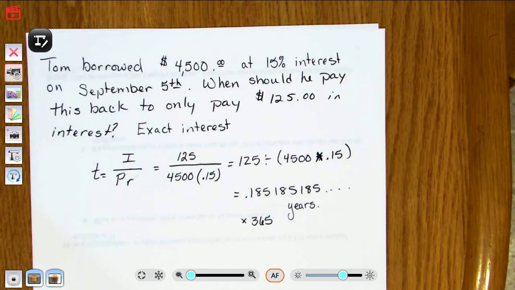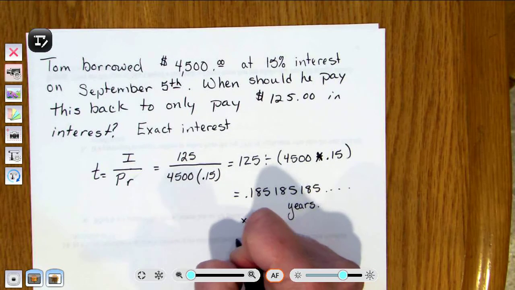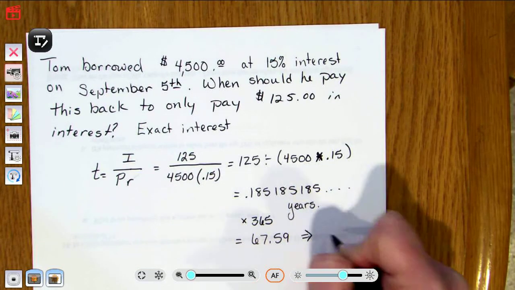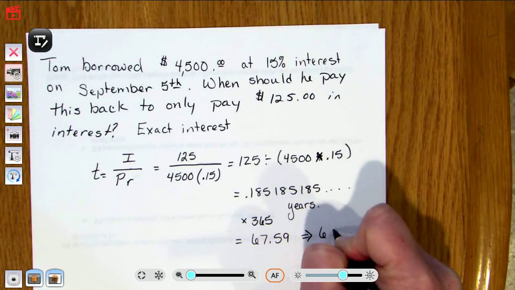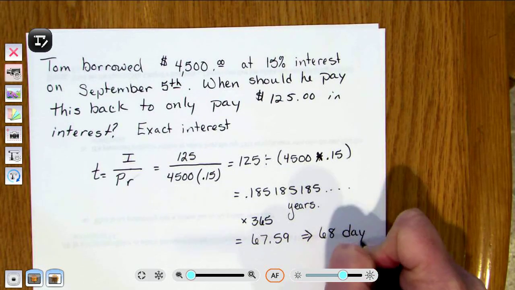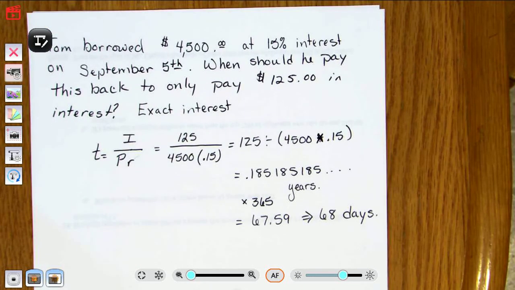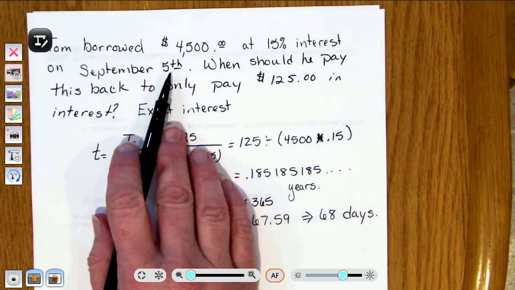Yeah, maybe, there we go. And I come up with 67.59, so forth. I'm going to round that up to 68 days. Some people will argue to always round up. Some people will argue to always round down. In my class, we'll round like normal. I'm more interested, do you know the process, than the pickiness, because I'm more on process for you guys. So we need to go 68 days from September 5th.